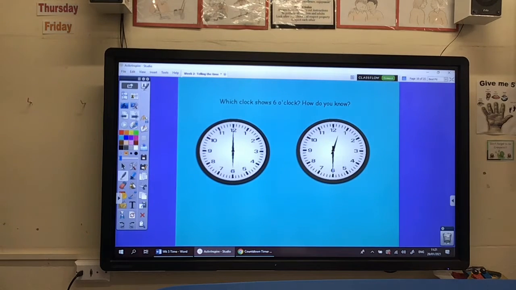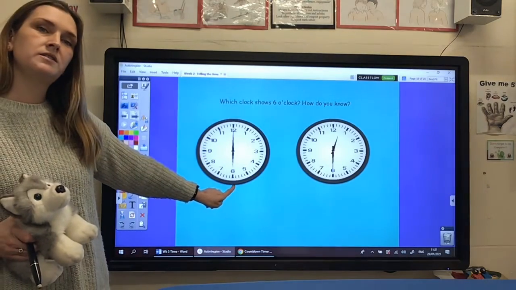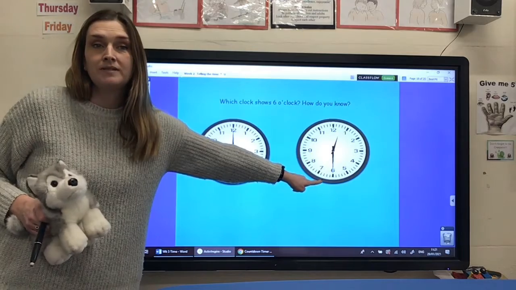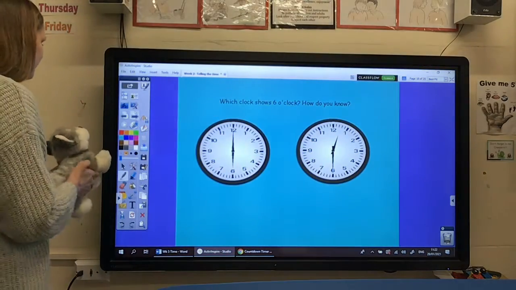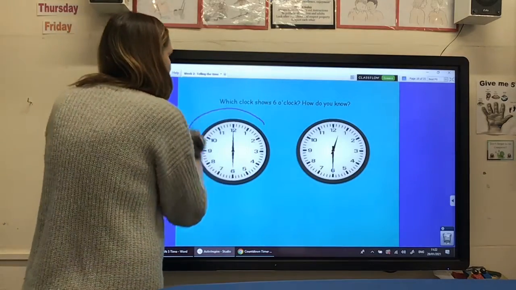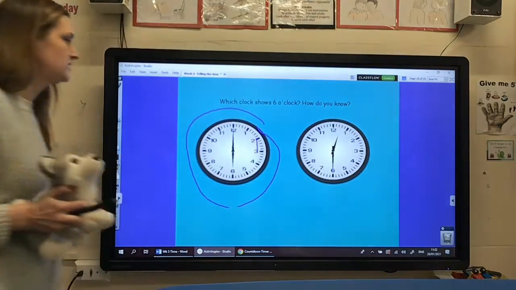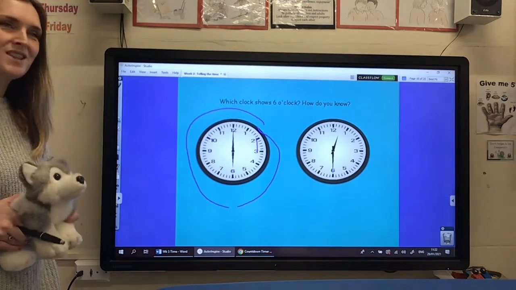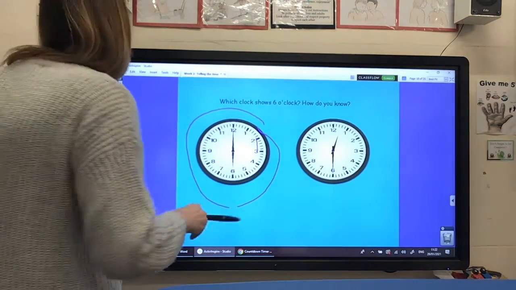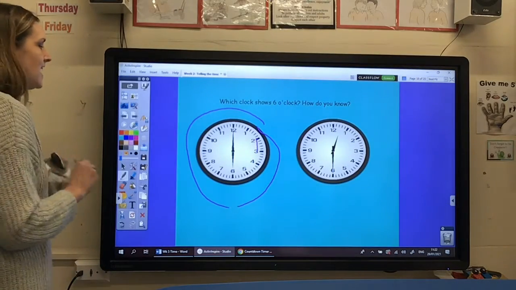Which one shows 6 o'clock? What do you think? Give me a thumbs up if you think it's this one. Thumbs up if you think it's this one. Which one? Tell William. Excellent. It is this one. Ooh, funny circle there. Why is it that one? Well done. The big hand is at the 12, showing o'clock, and the hour hand is at the 6, showing the hour of 6.